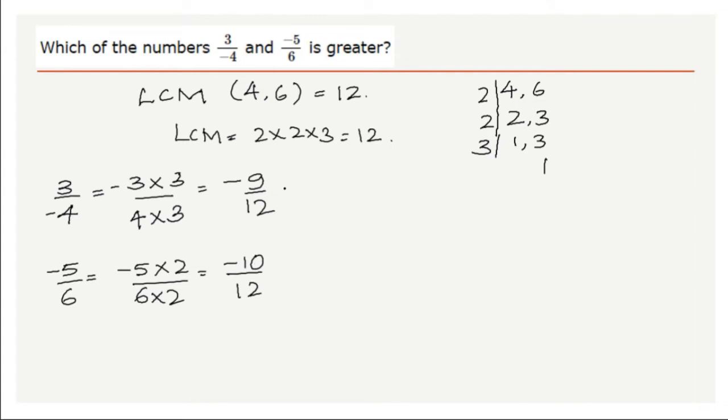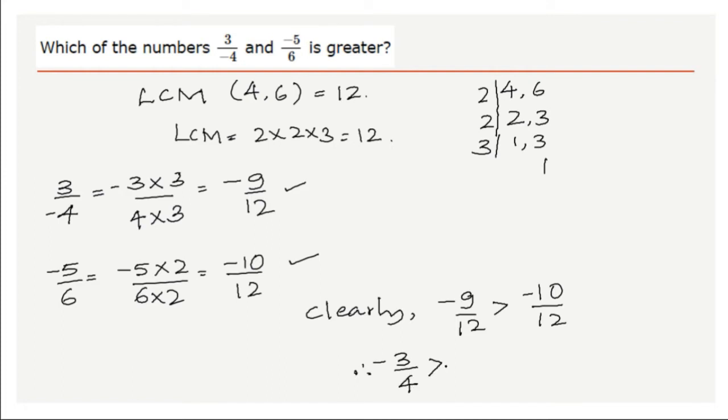Now it's very easy to compare these two rational numbers. Since they have got the common denominator, I can compare the numerators. So clearly negative 9 upon 12 is larger compared to negative 10 upon 12. Therefore, we have negative 3 by 4 greater than negative 5 by 6. This is how we compare rational numbers. Once we learn this comparison, it becomes easy for us to arrange the rational numbers in ascending order or descending order.